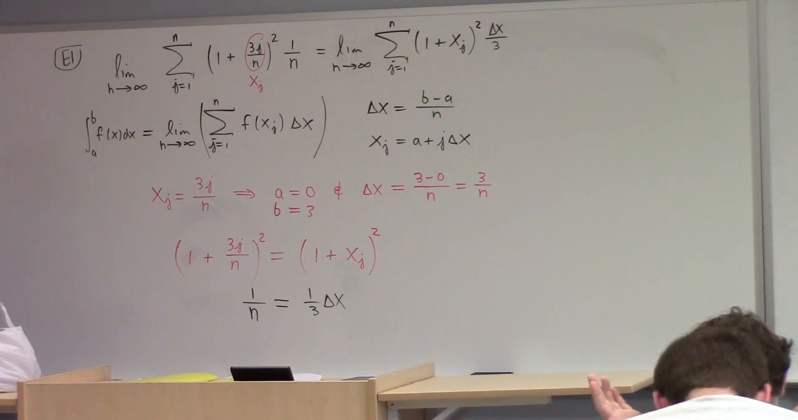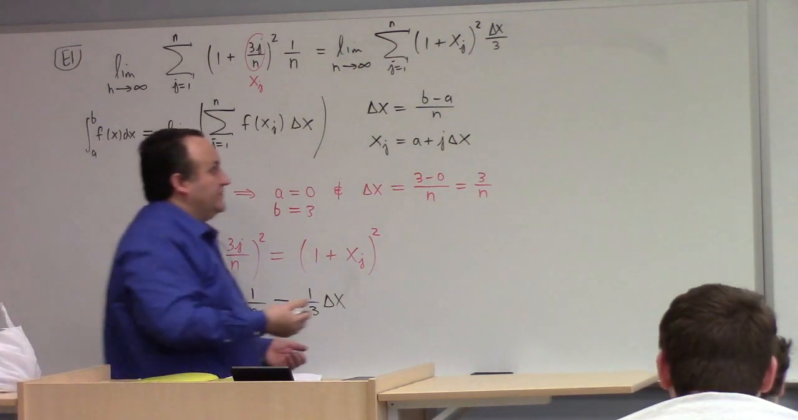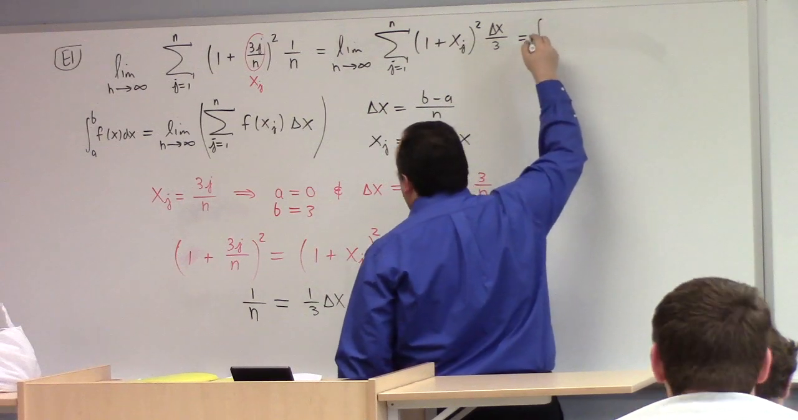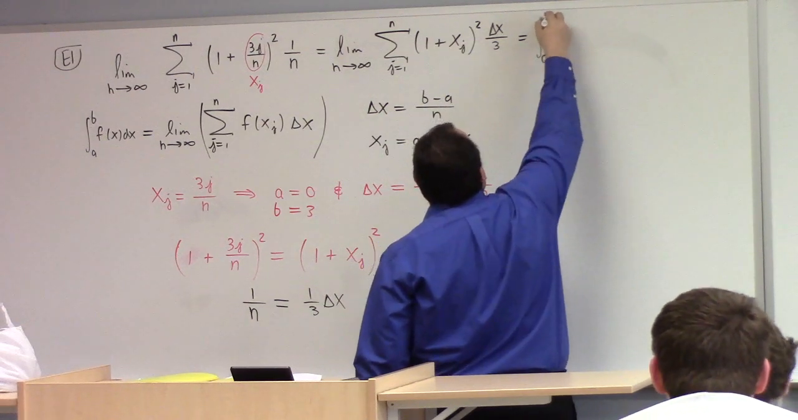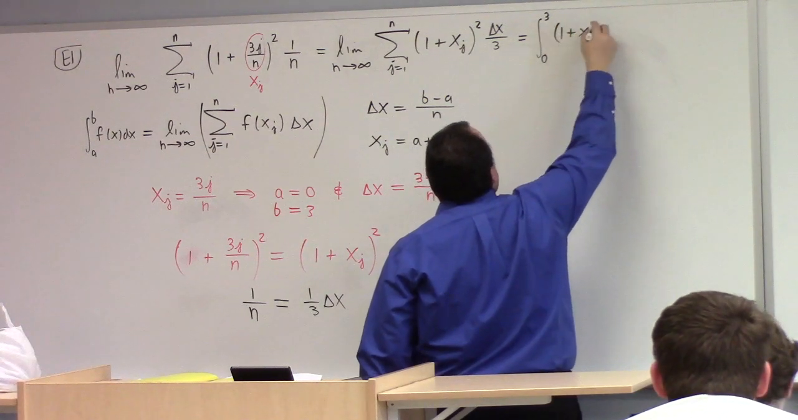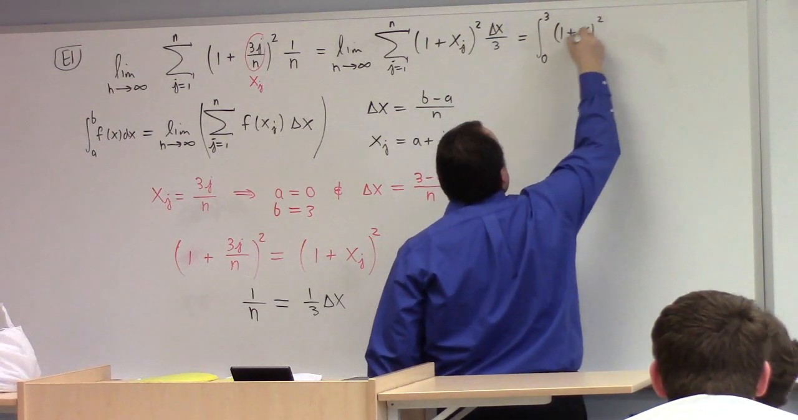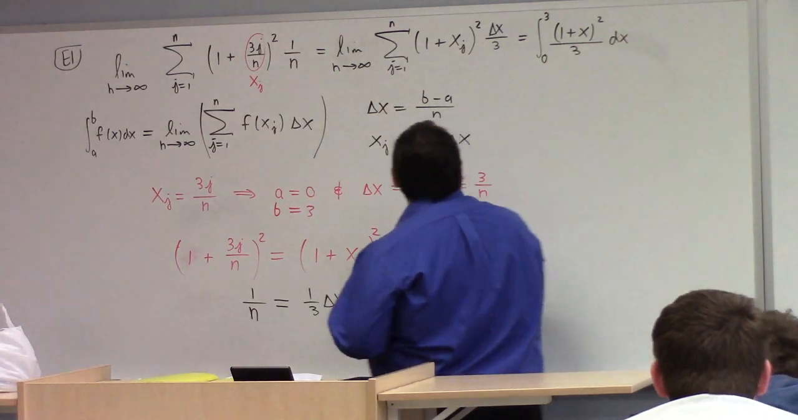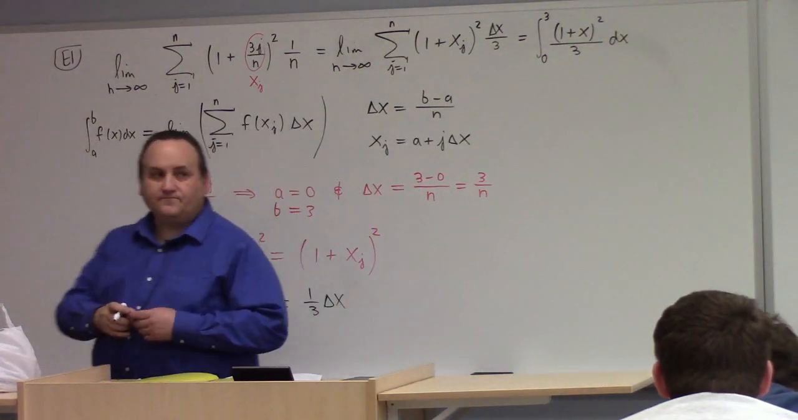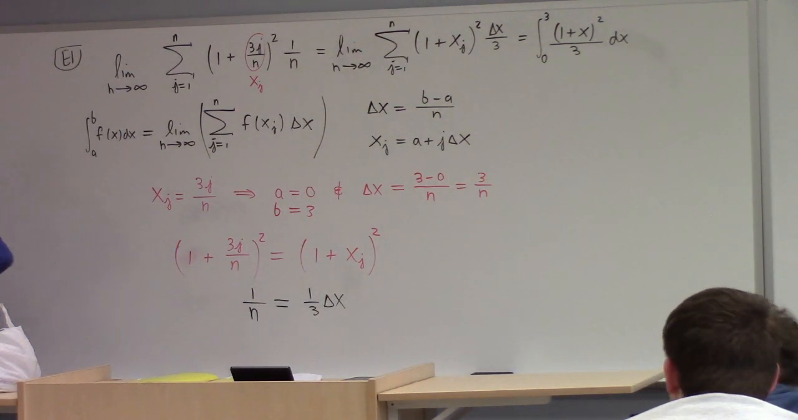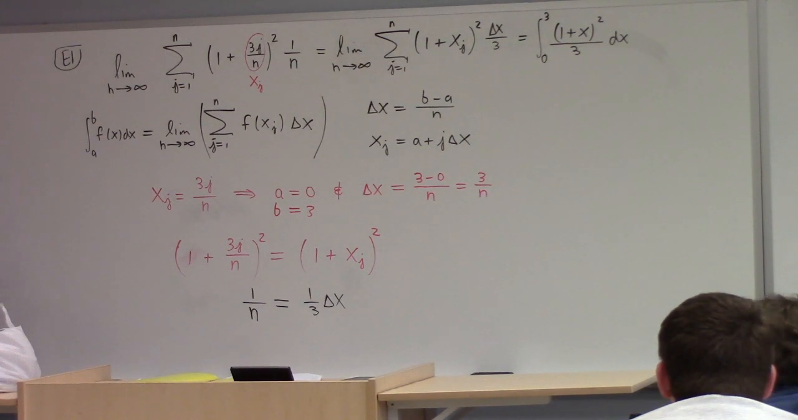And so now I can see that, oh okay, well this is the integral from 0 to 3 of (1 plus x) quantity squared divided by 3 dx. Now your homework problem's easier than that, right? This thing I did with having to divide by 3 didn't happen in your homework problems. But it's the same kind of idea.